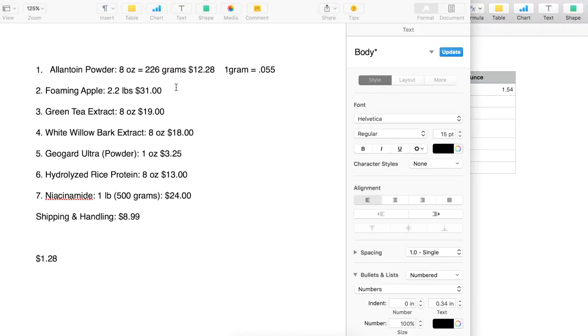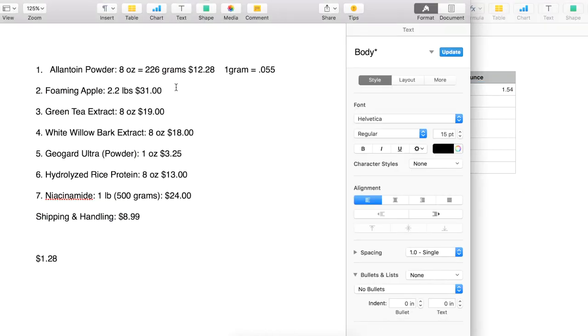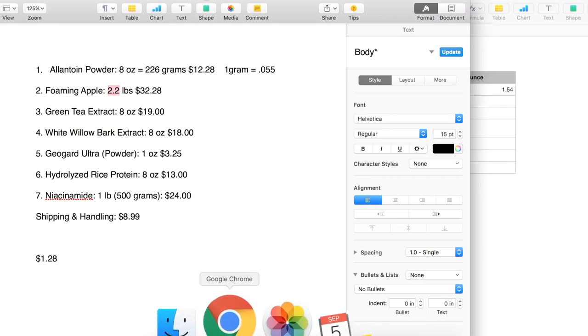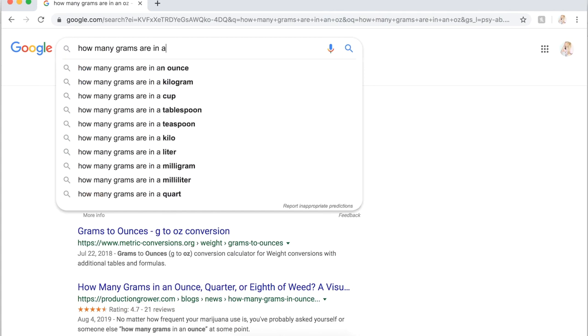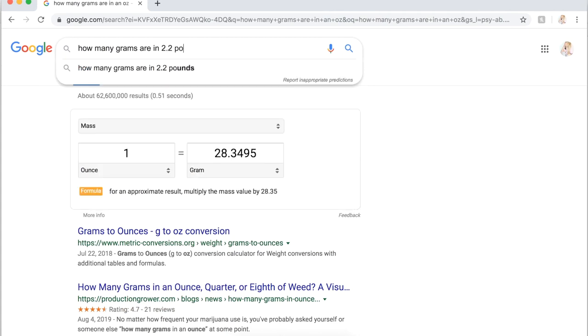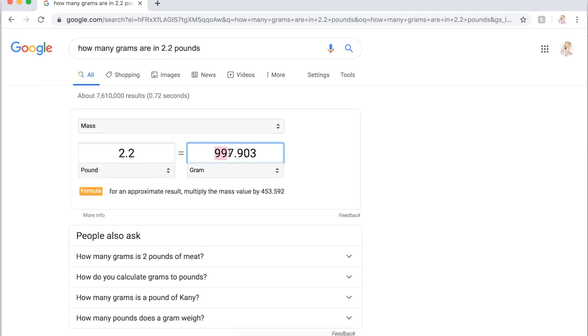All right, so let's do this again with foaming apple. We paid $1.28 for shipping for each item, so we need to add $1.28 to the $31. It equals $32.28. And I got a total of 2.2 pounds. So how many grams are in 2.2 pounds? Let's Google it. And the answer is 997.